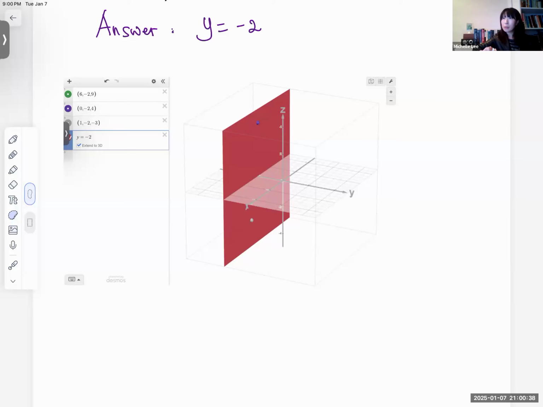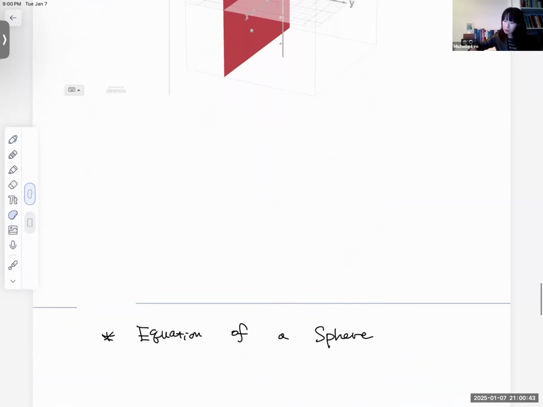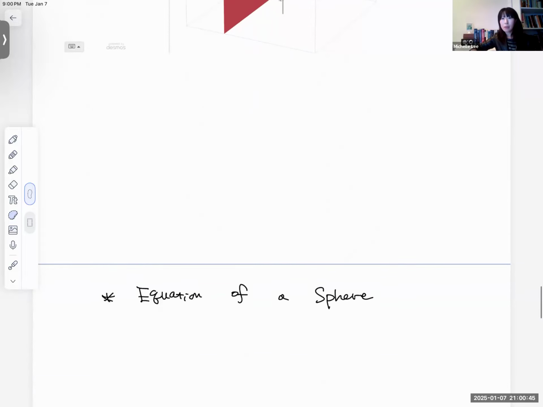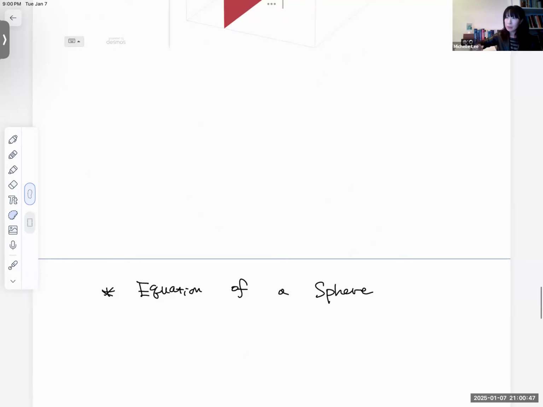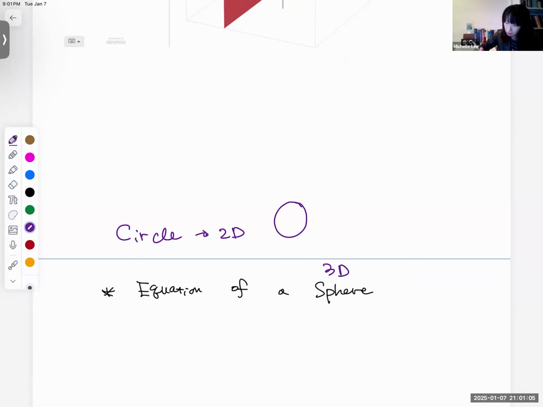Okay, let's talk about the equation of a sphere. So a sphere is the 3-dimensional circle, right? So in 2 dimensions, we know the circle. Circle is 2-dimension, right? 2D. Sphere is 3-dimension, right? So we know how a circle looks. Sphere makes a shape like this.